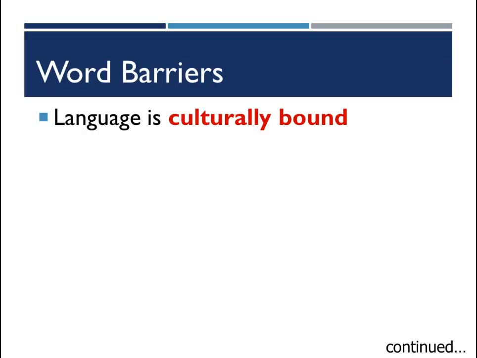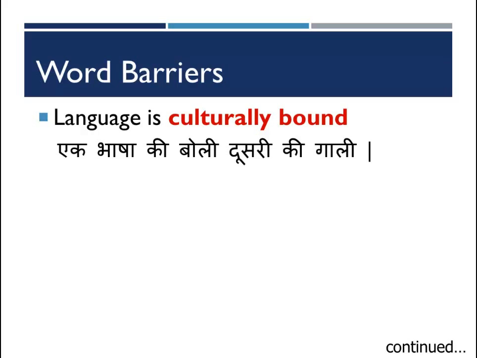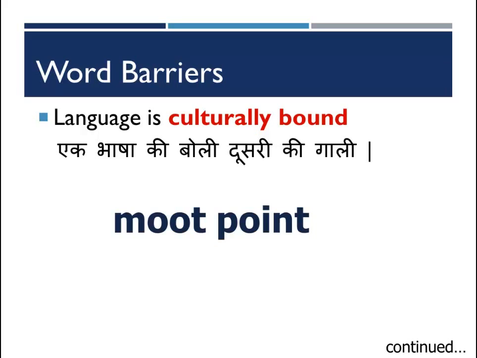bound. A word may mean one thing in one culture and one language, and something entirely different in another. A Hindi saying is that a normal word in one language is an abusive word in another language. But beyond unintentionally offending someone, culturally bound words can cause confusion. For example, in traditional British English, the term moot point means a point to discuss. In American English, we use the term moot point to mean that something is not worth discussing. It has no practical value. It is a moot point.